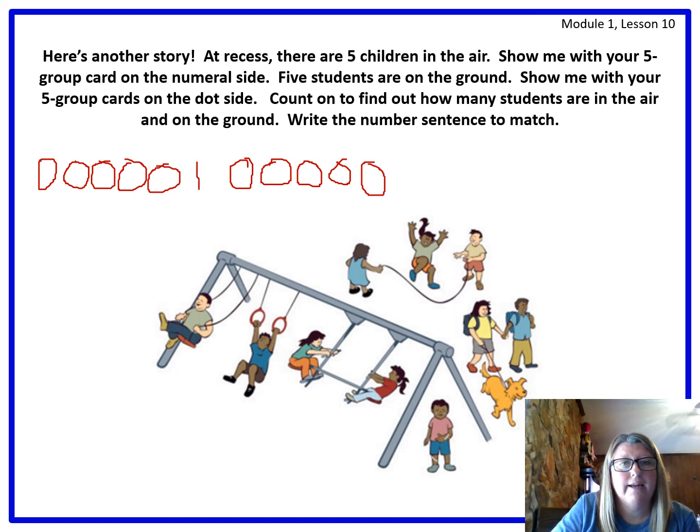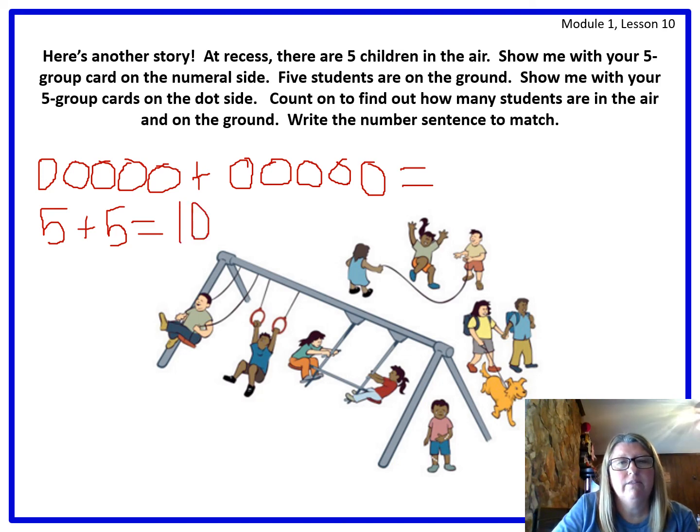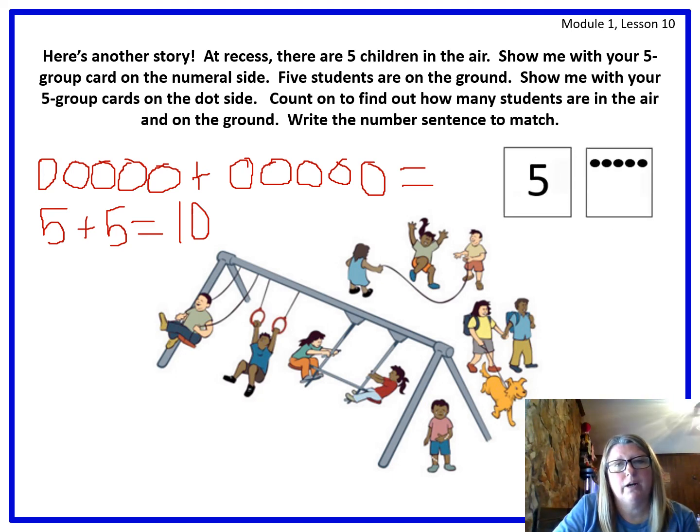So I know I'm adding these because I want to know how many are both. And let's find out. So I have 5 here, so I'm going to write 5. And I have 5 here, so I'm going to write 5 here. So 5 plus 5. So 5, 6, 7, 8, 9, 10. There are 10 students in the air and on the ground. And that's what a 5 group card looks like.